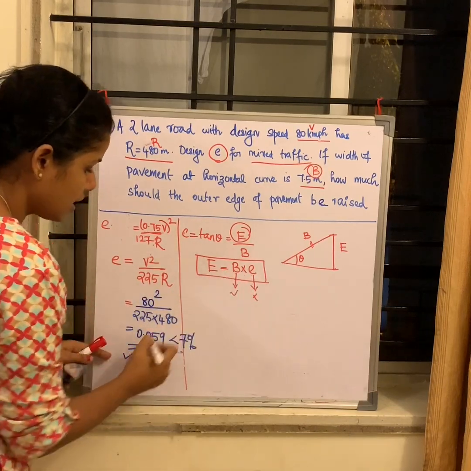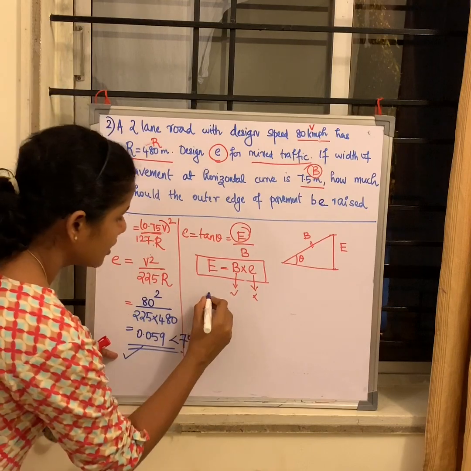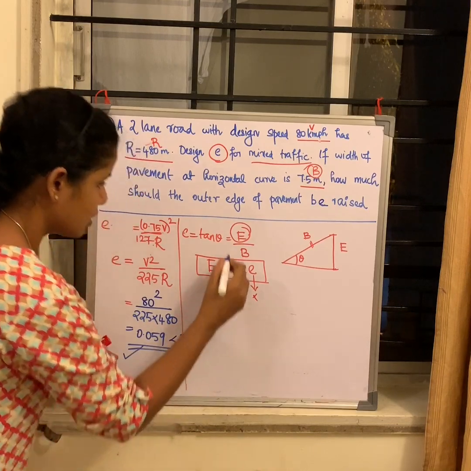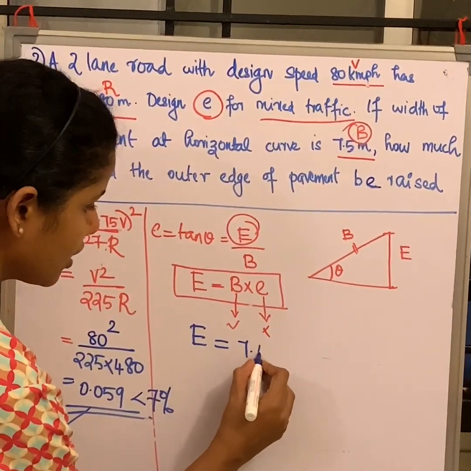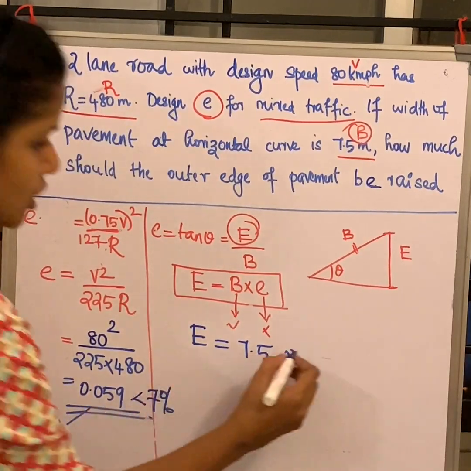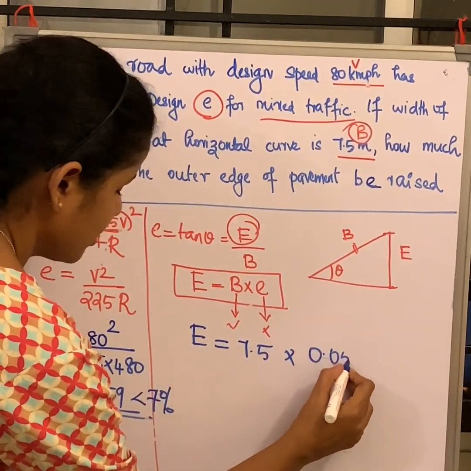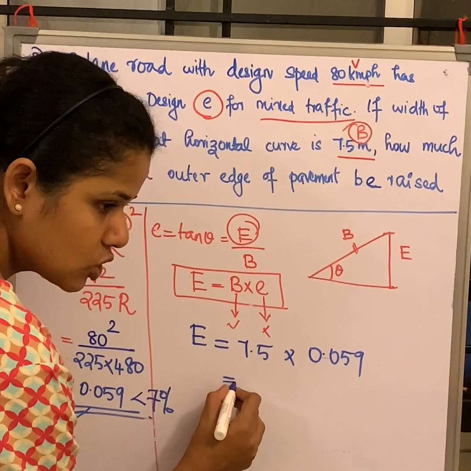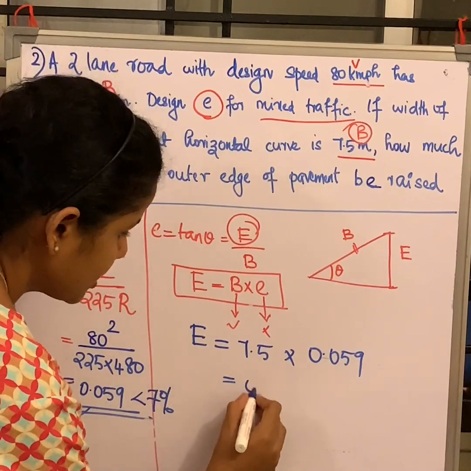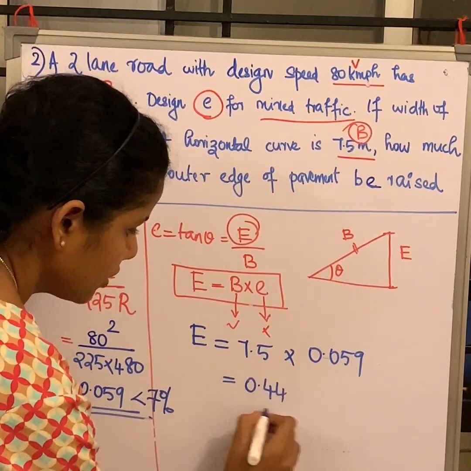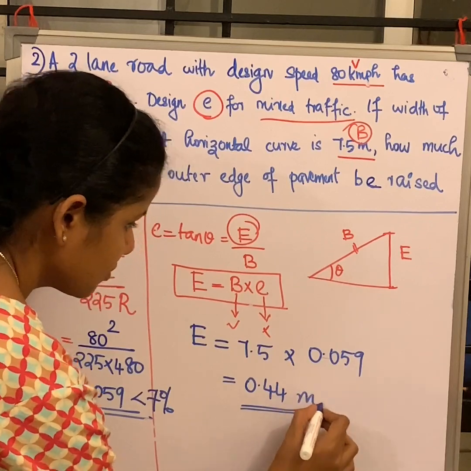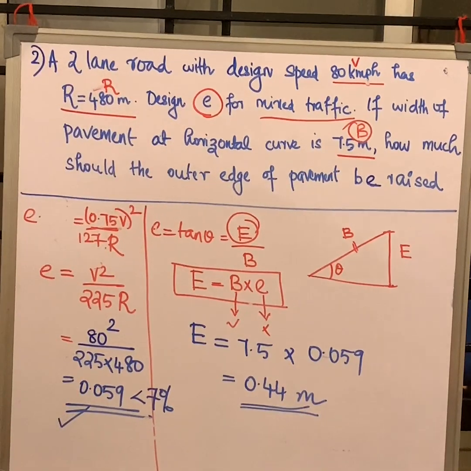So substitute the e value here, substitute B, and calculate the outer edge. So E is equal to B, which is 7.5, into super elevation, which I am taking as 0.059, which is calculated as 0.44. The unit is meter. So this is how you need to calculate the outer edge rise.